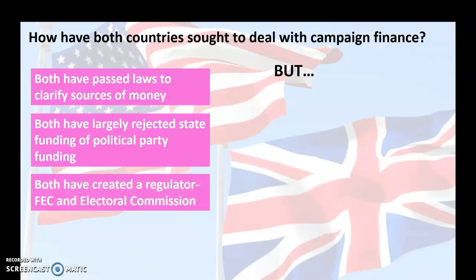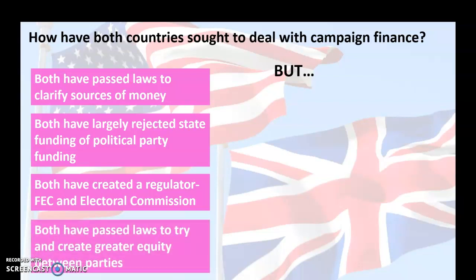Both have created some kind of regulator to oversee it: the FEC in America, the Electoral Commission in Britain. Again, you could argue that they're both relatively weak in many ways. The FEC is normally gridlocked between the 3 Democrats and 3 Republicans. The Electoral Commission is made up of independent people, but again, it has imposed fines just like the FEC has, but the amounts they've fined have been relatively small compared to the amount of spending which the parties have done.